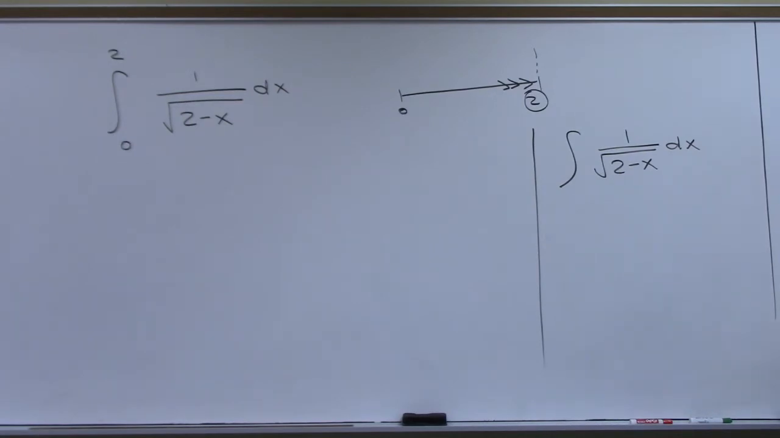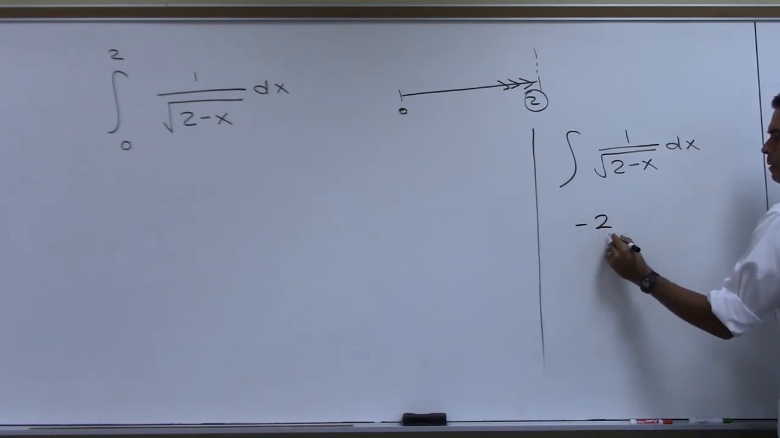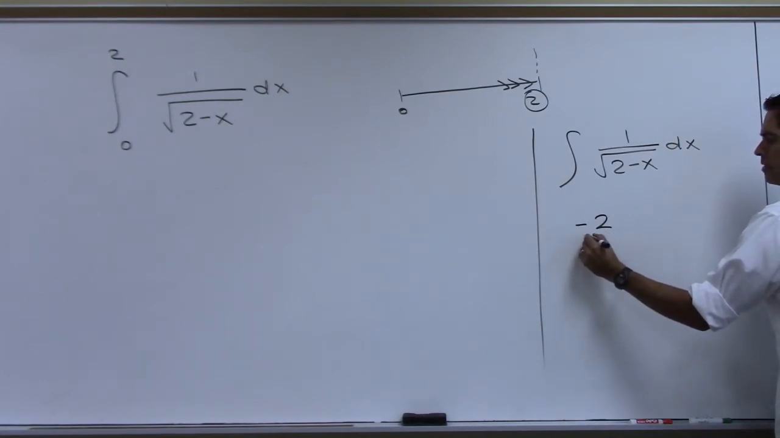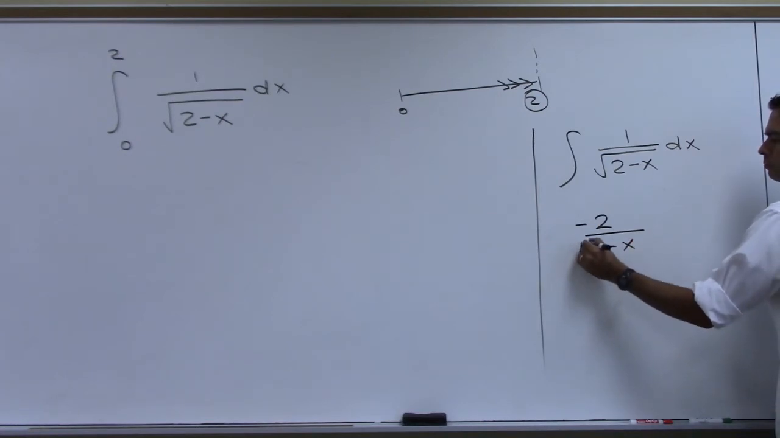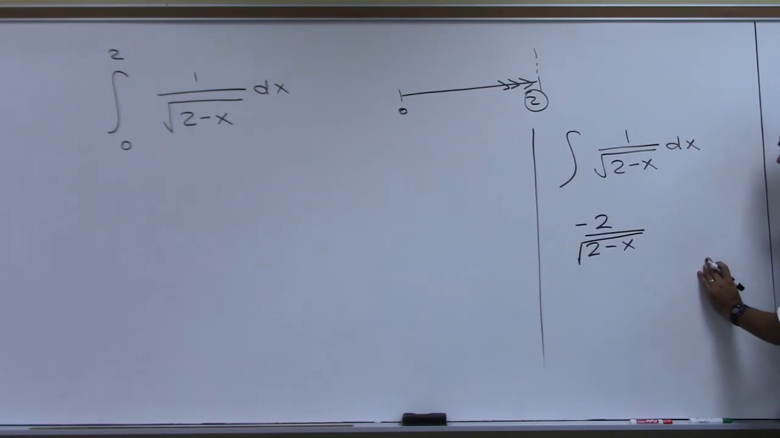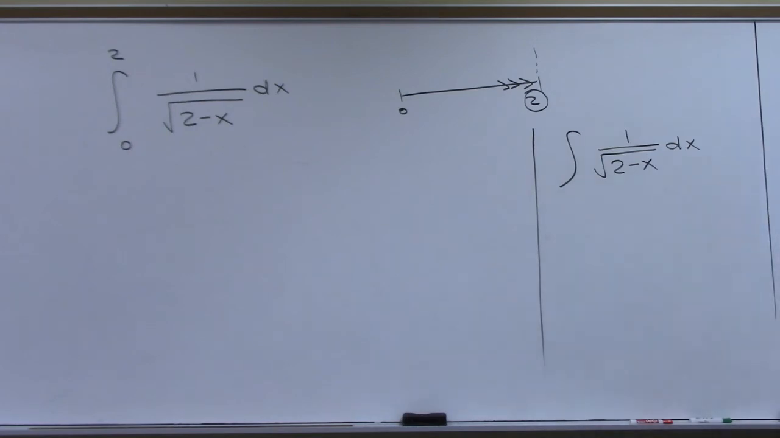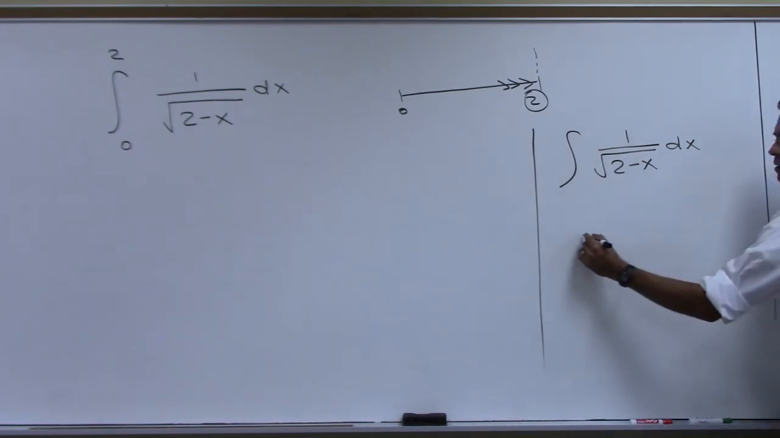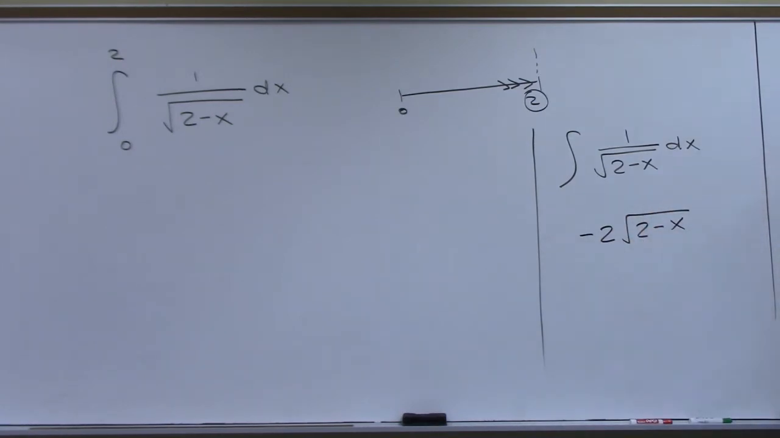Okay, so who's volunteering this one? Go ahead. All right, what do you got? Negative 2 over square root of 2 minus x? I agree that there is a root. Negative 2 times the square root. There you go. Okay, all right, let's see how many agree. It's like half.